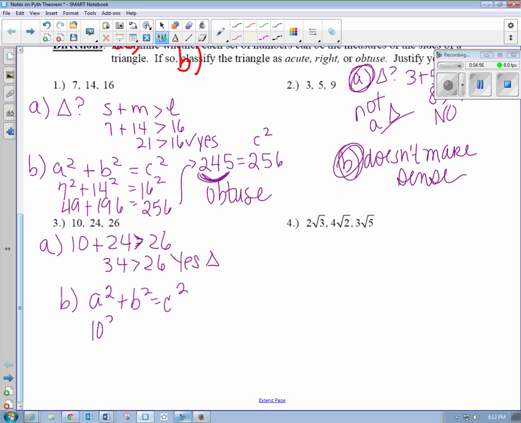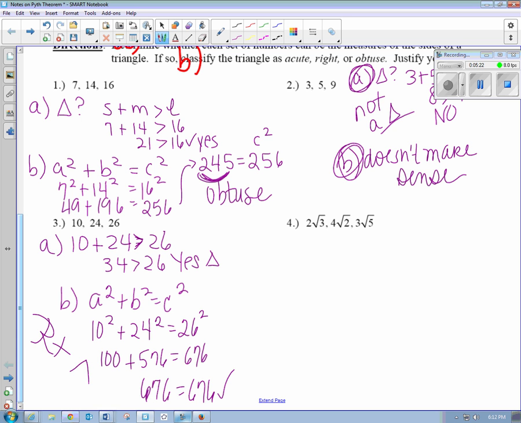So this is 10 squared plus 24 squared equals 26 squared. So this is 100 plus 576 equals 676. And I get 676 equals 676. And it's equal. Our rule up above says if it's equal, that we have a right triangle.